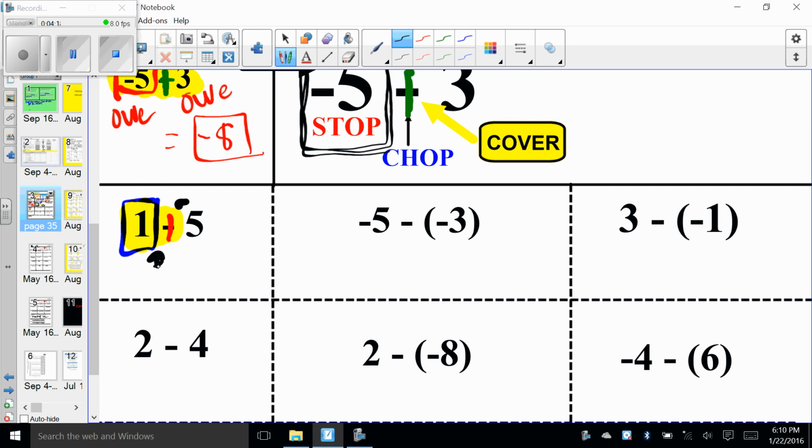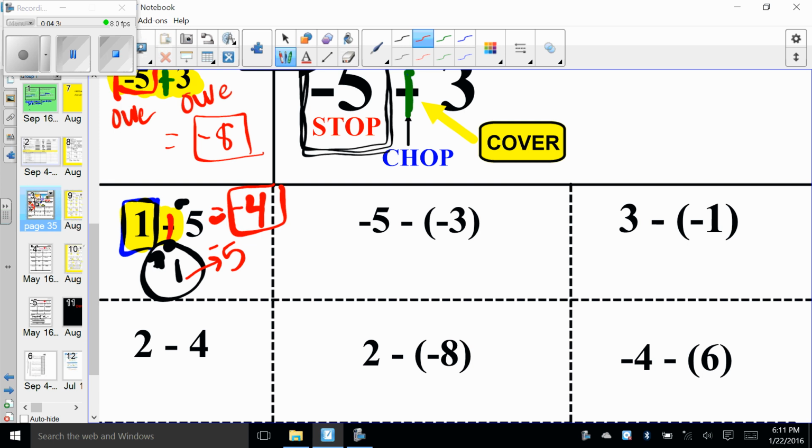So my situation now is I have $1 in the bank and I'm trying to take 5 out. Can I take $5 out of a bank that has 1 in it? No, I can take $1 out, but I cannot take 5. So my answer then would be -4. So your answer should be -4.